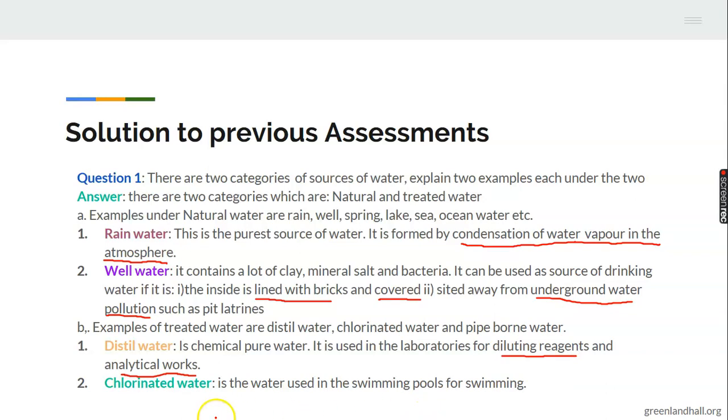Then the next one, which is chlorinated water, is used in swimming pools. Any swimming pool you find yourself going to, chlorinated water is usually used for swimming. It is a source of treatment for the water, anyway, for you to be safe.